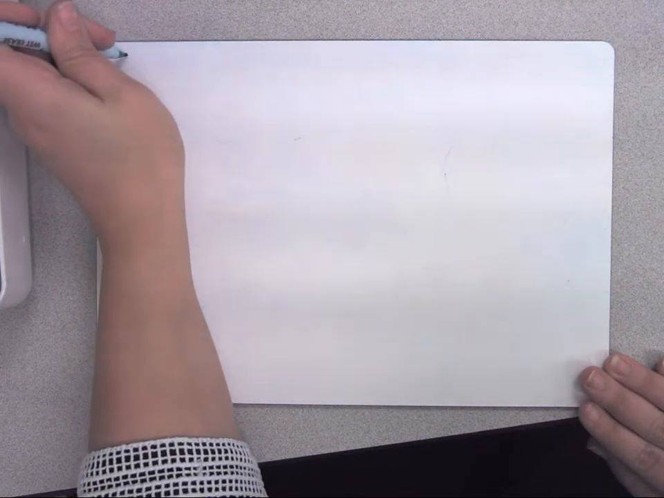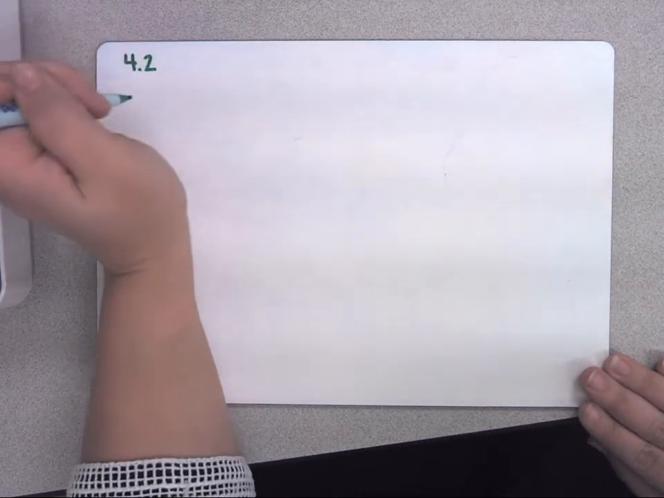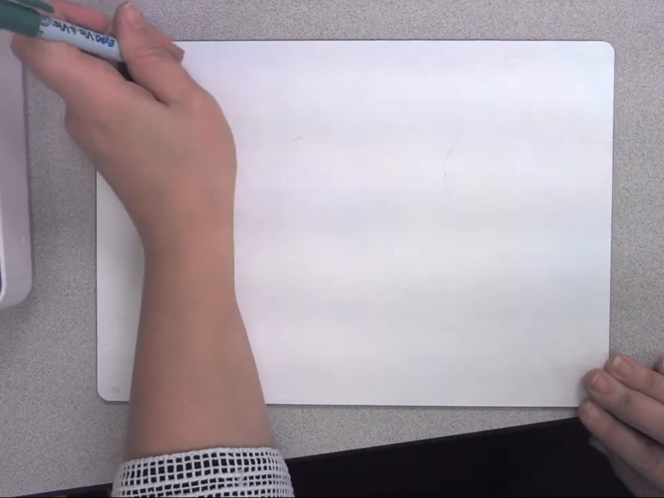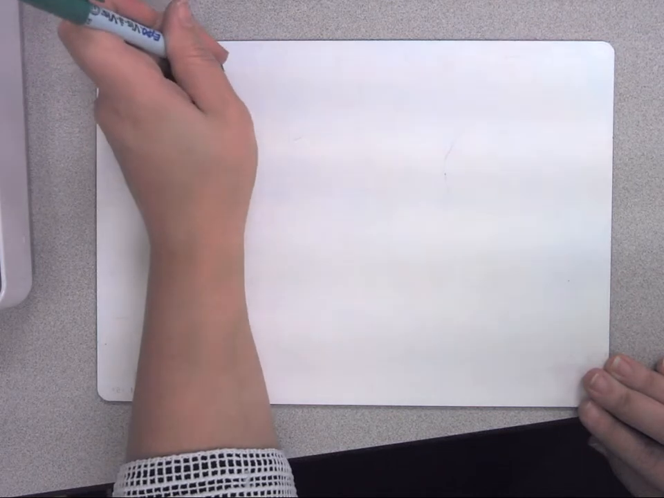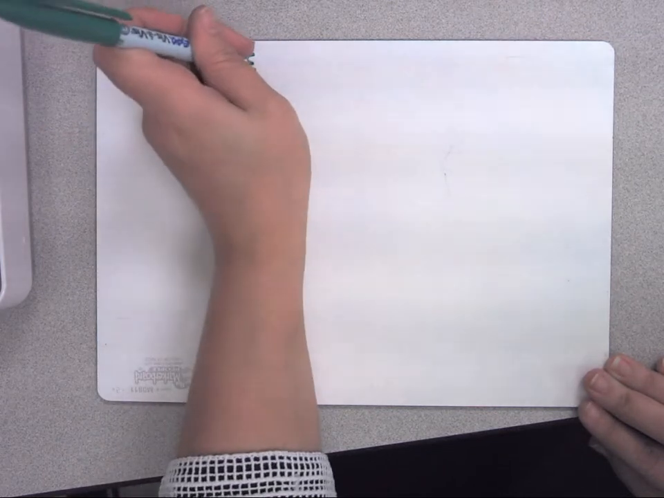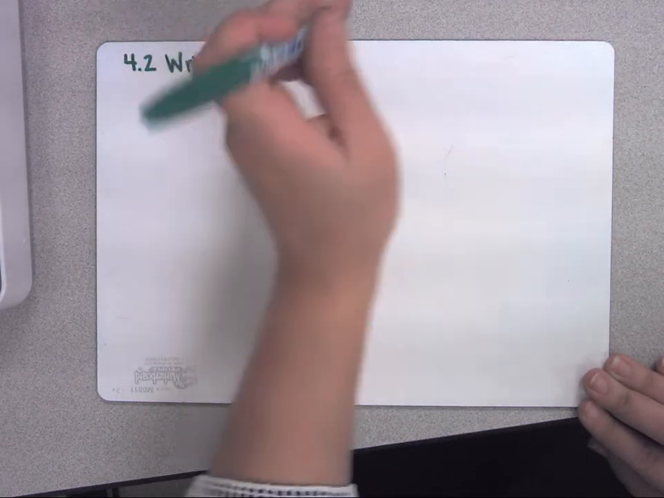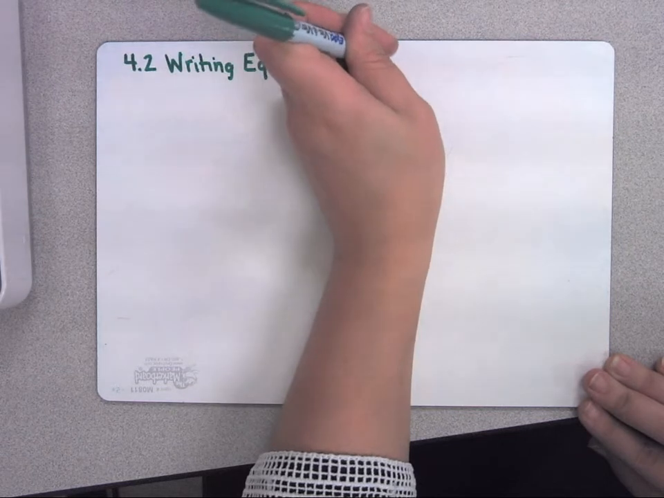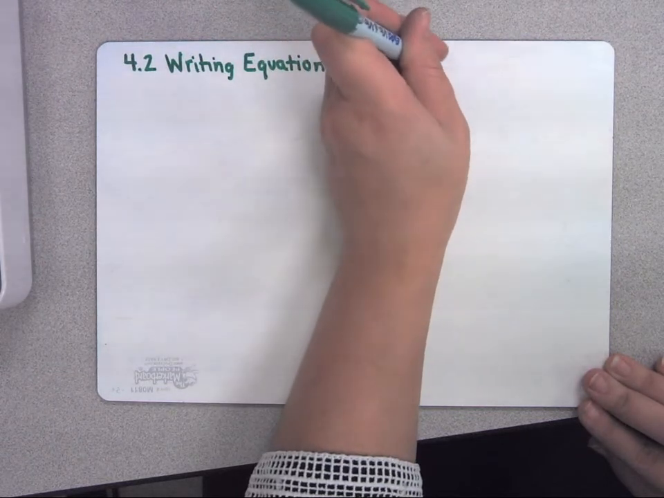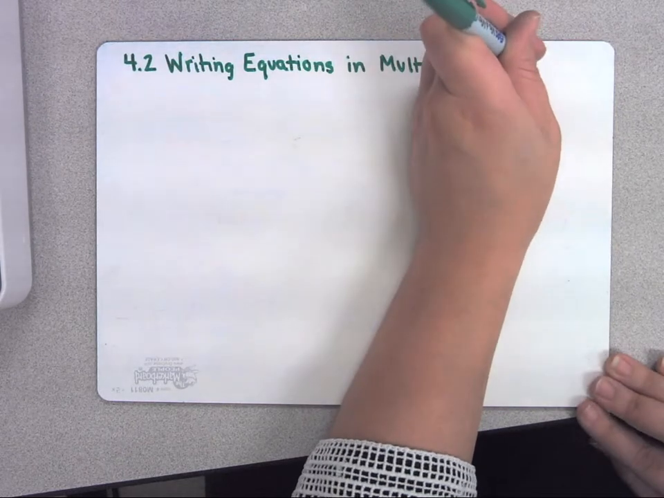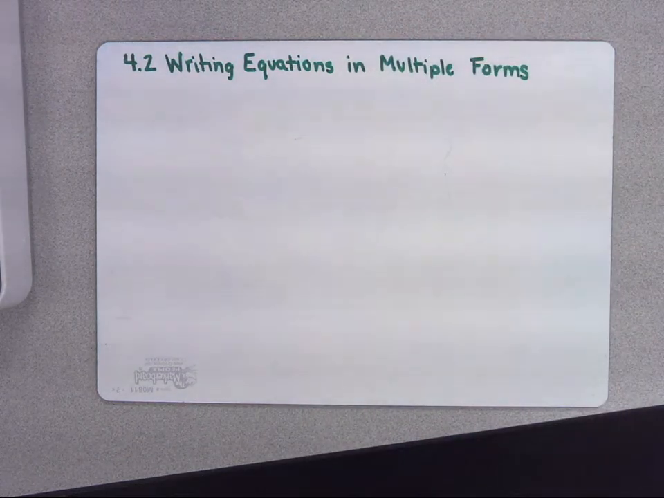Okay, we are doing 4.2 today. We are going to be writing equations still, in multiple forms. That's technically not the title they gave us, but that's the title I like to give. It gives it away if not. Gives my title, gives my information away.